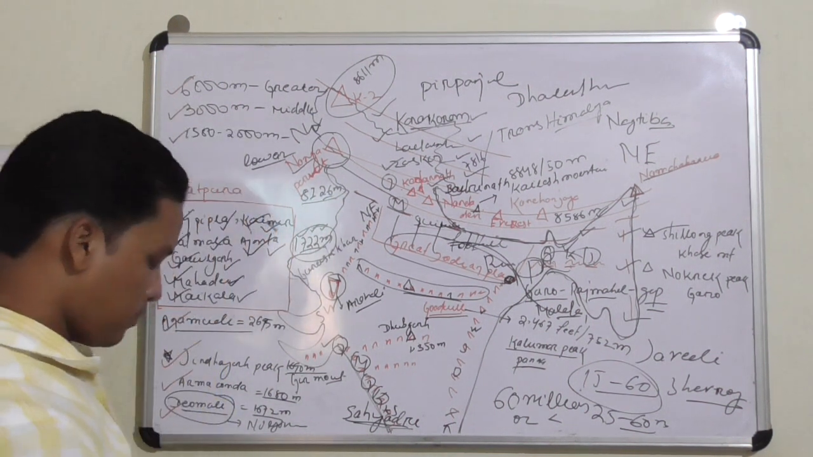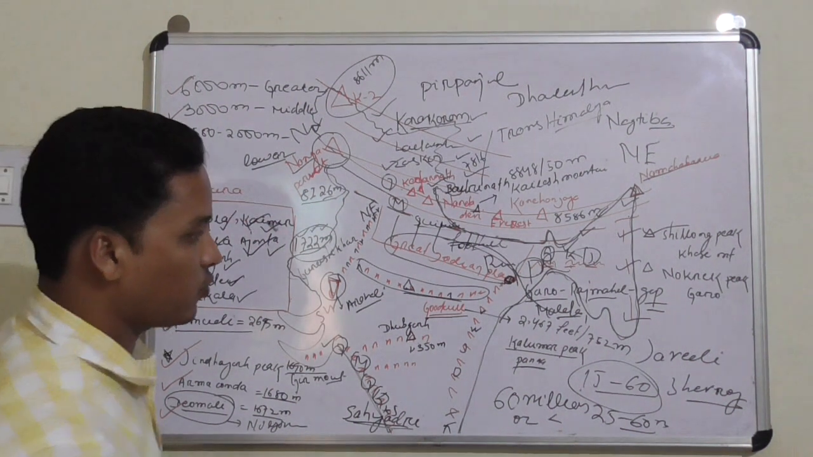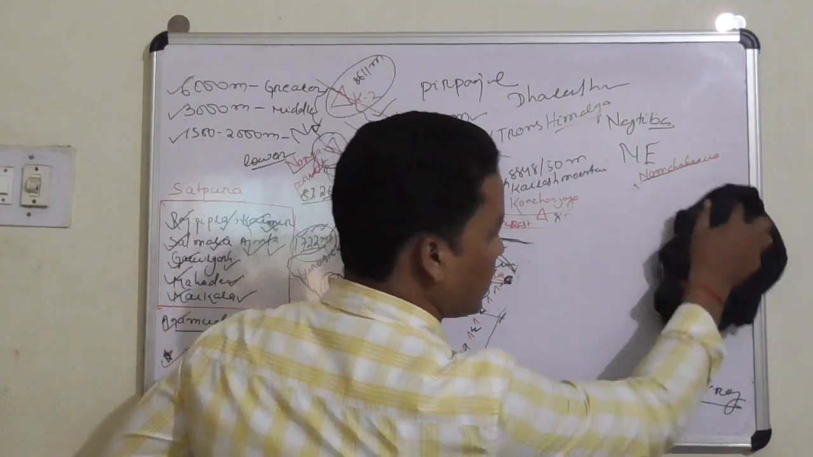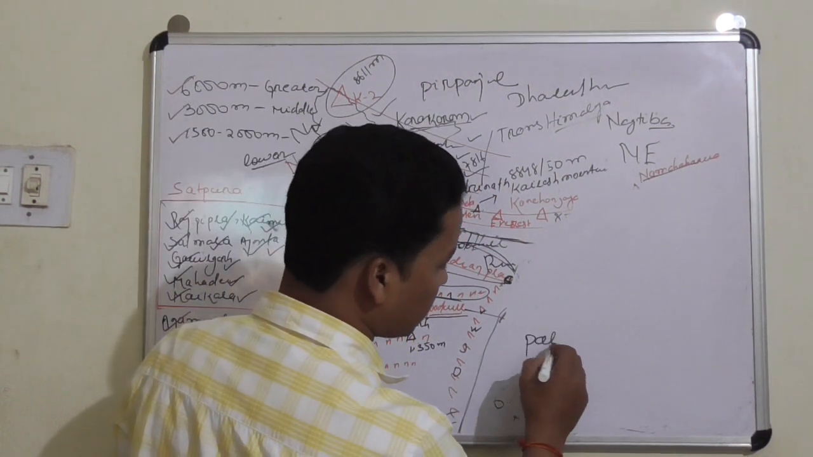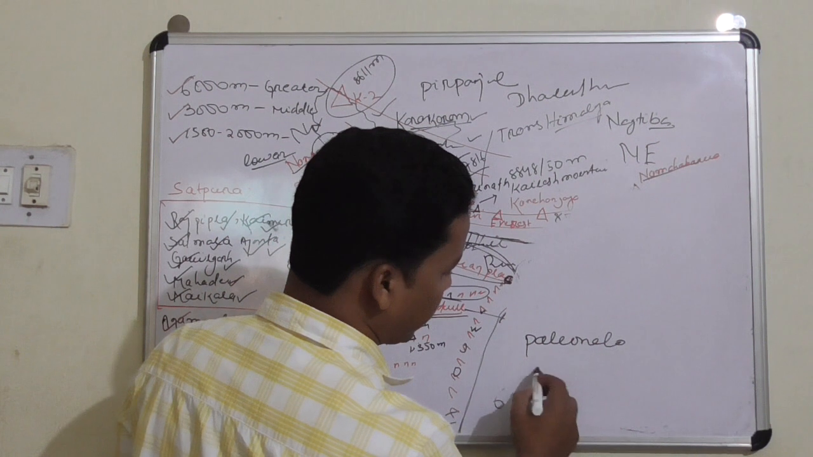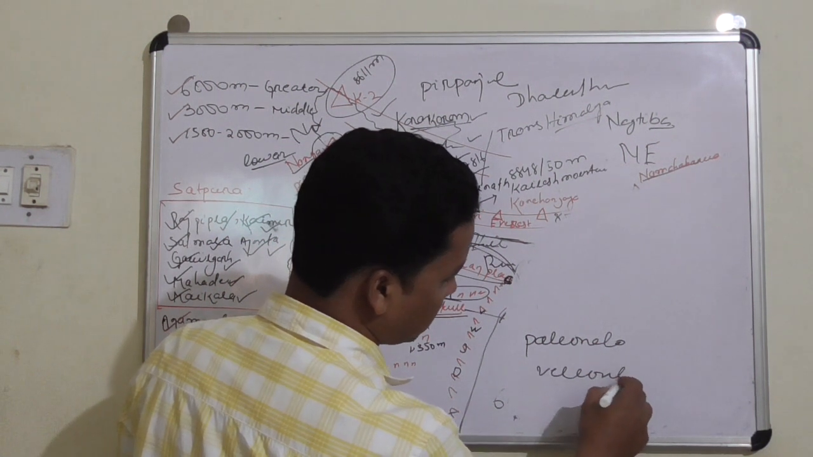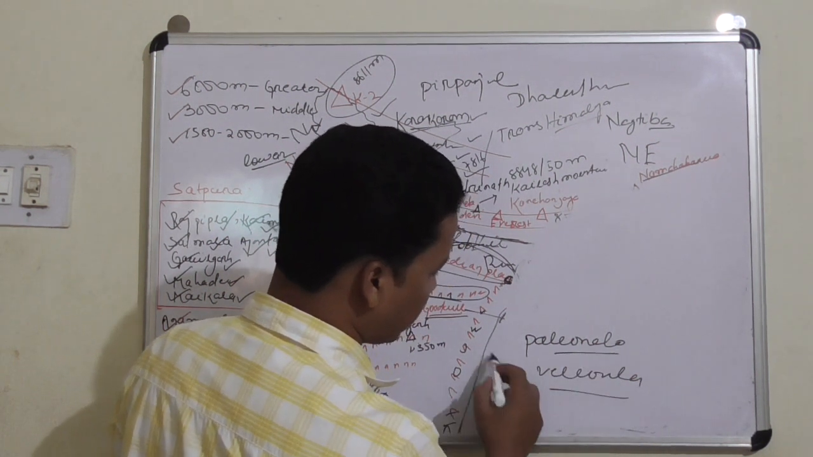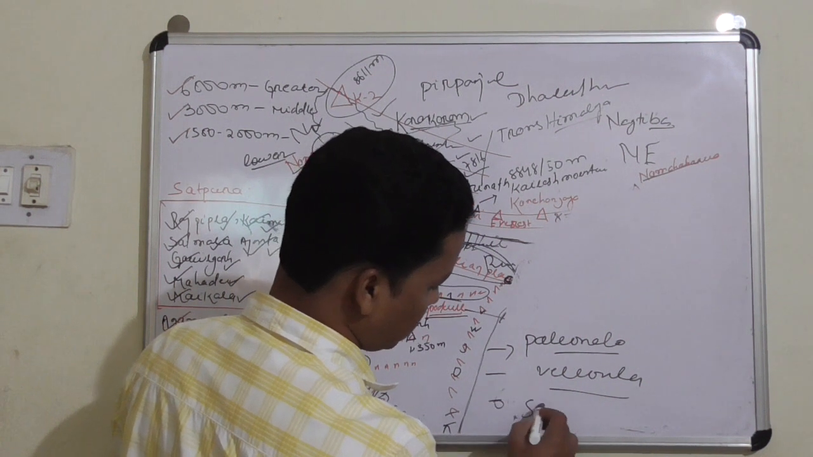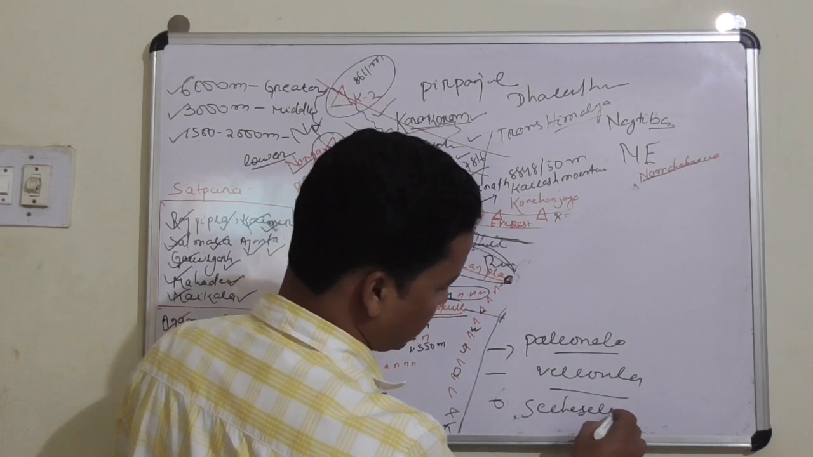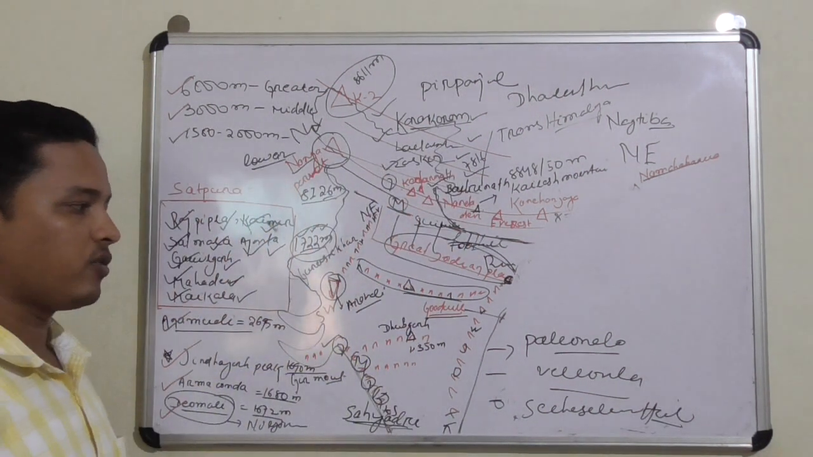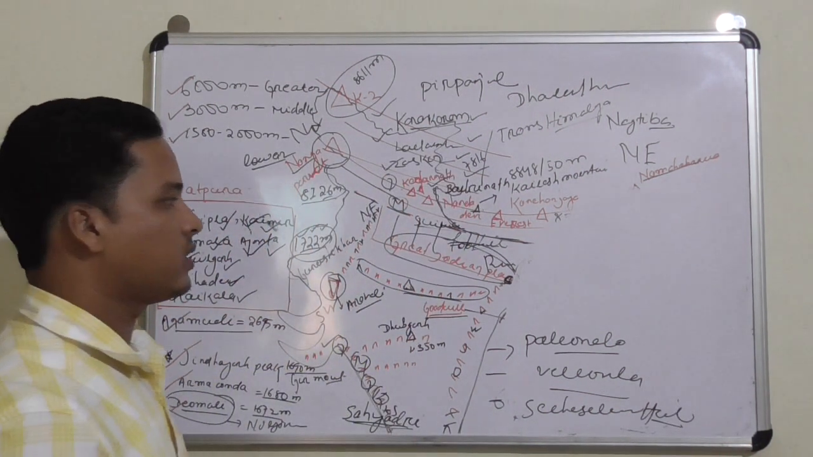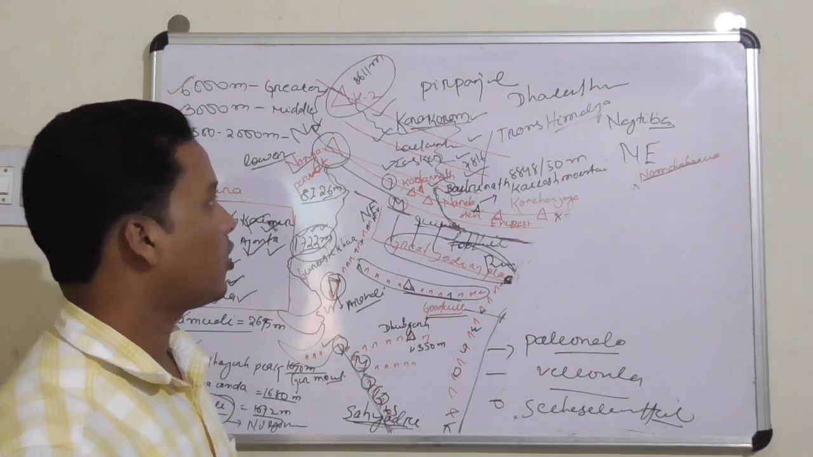Then apart from this, there are other mountains found in Andhra Pradesh: Palkonda, Nallamala, Seshachalam Hill. These are the mountains which are also found in Andhra Pradesh. So this is all about the mountains of India.